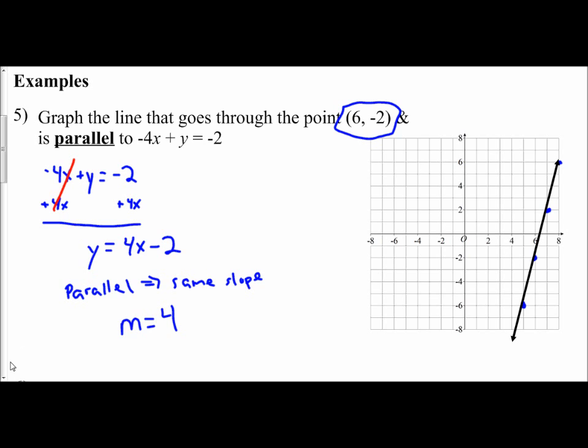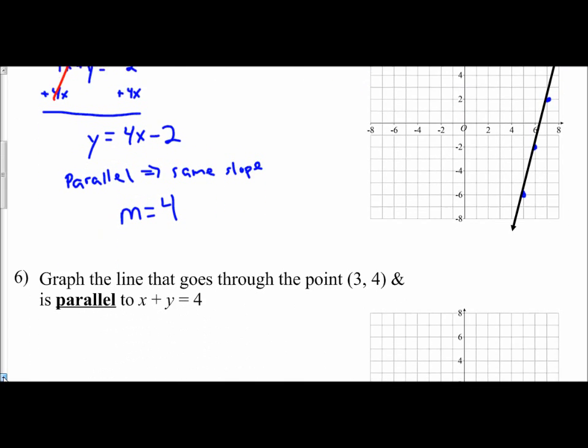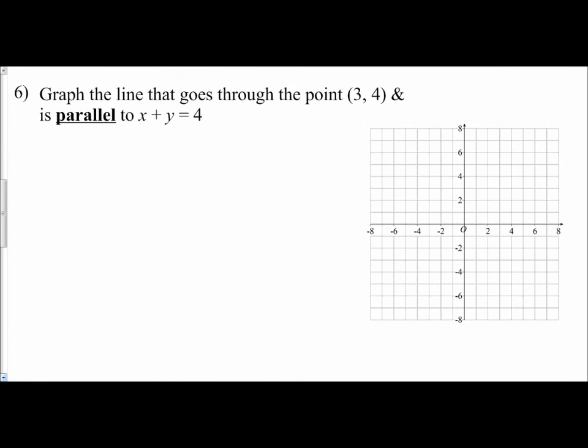So now let's try another example. Graph the line that goes through the point (3, 4). So again, I'm given my point (3, 4). I know I'm going to plot that point, and it's parallel to x + y = 4. So I'm going to do the same idea. I'm going to take x + y = 4 and convert to slope-intercept form by subtracting x. So I get y = -x + 4.